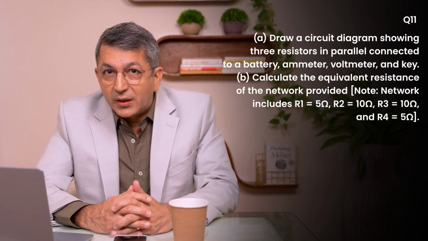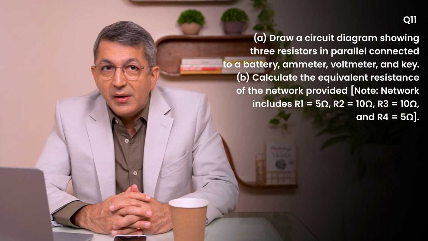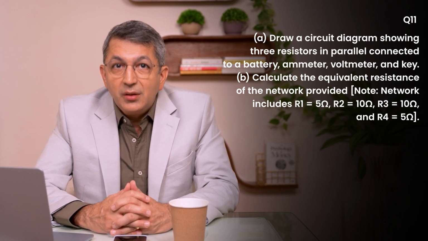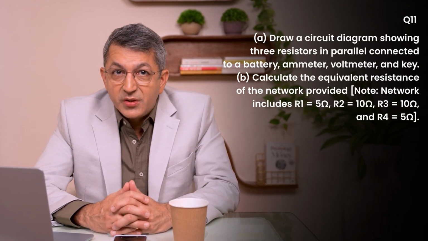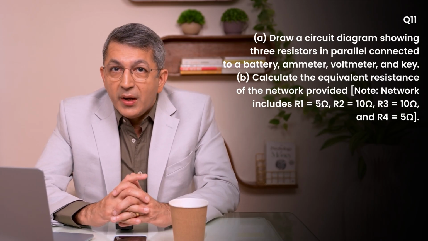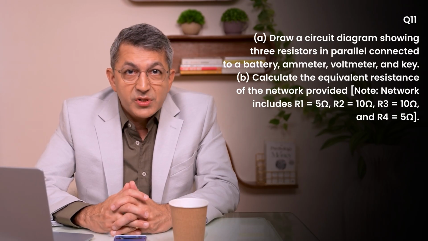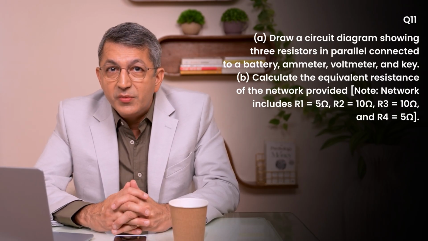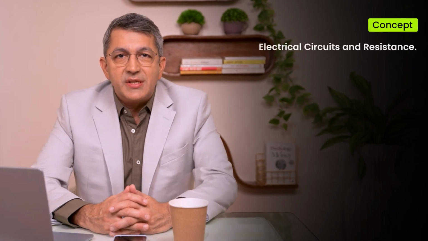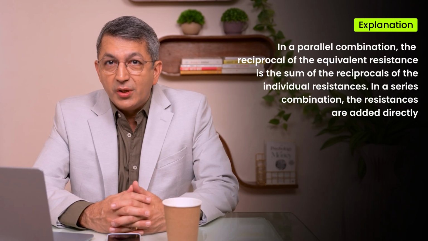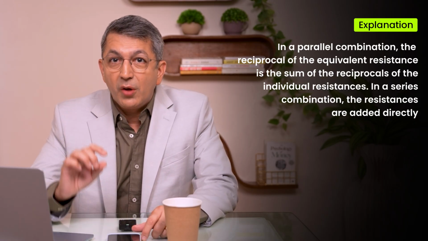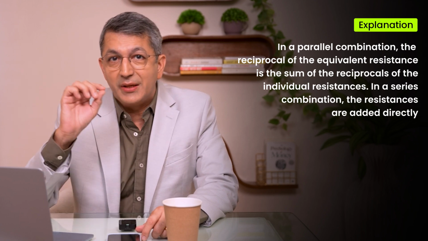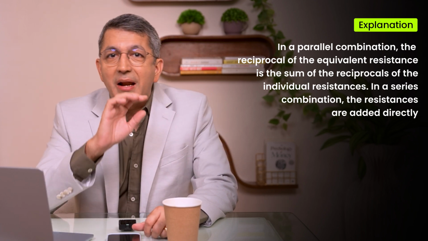Question 11. A. Draw a circuit diagram showing 3 resistors in parallel connected to a battery, ammeter, voltmeter, and key. B. Calculate the equivalent resistance of the network provided. Note: network includes R1 5 ohms, R2 10 ohms, R3 10 ohms, and R4 5 ohms. Concept: electrical circuits and resistance. Explanation: in a parallel combination, the reciprocal of the equivalent resistance is the sum of the reciprocals of the individual resistances. In a series combination, the resistances are added directly.